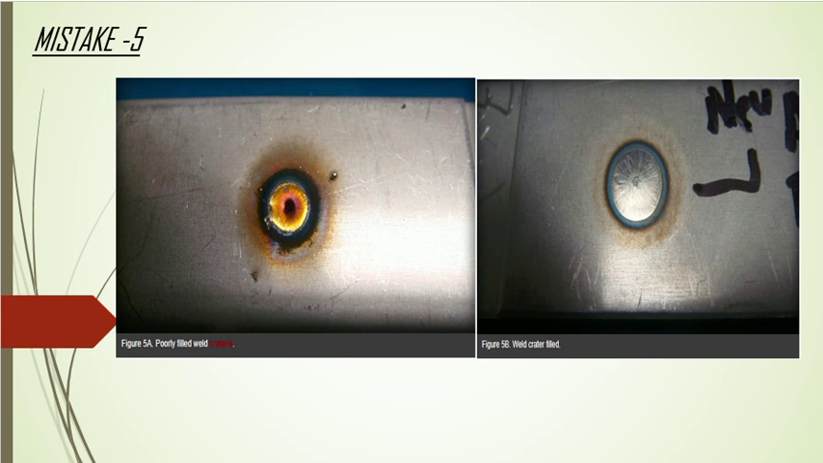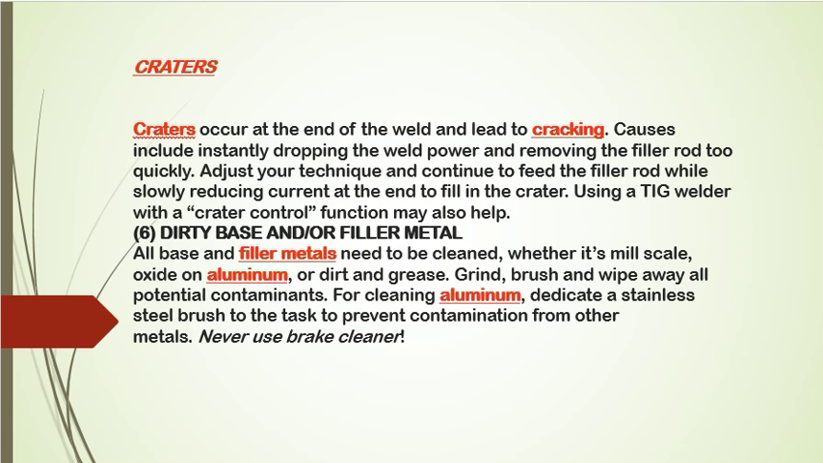Mistake 5 you see here: the pure fluid weld craters and the oil crater. So this crater, what is a crater? Craters occur at the end of the weld. It always occurs at the end of the weld and causes cracking. This crater is a very common defect in TIG welding.